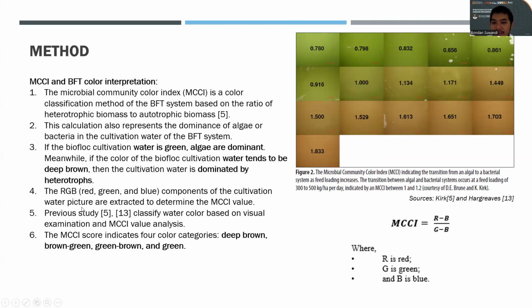Basically, to calculate the MCCI formula, we need to extract the red, green, and blue, or what we know as RGB, values from the image color. Once we have the RGB values, we can calculate the MCCI using this formula in the bottom right, and then we have the value of the MCCI. The MCCI score indicates 4 color categories, starting from deep brown, brown-green, green-brown, and green. So it has 4 categories.